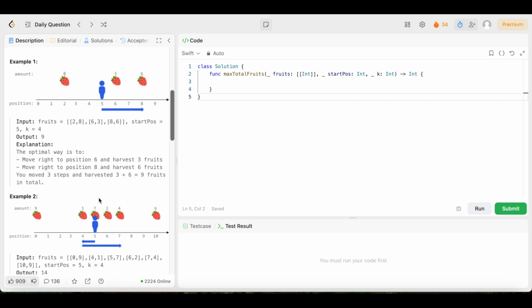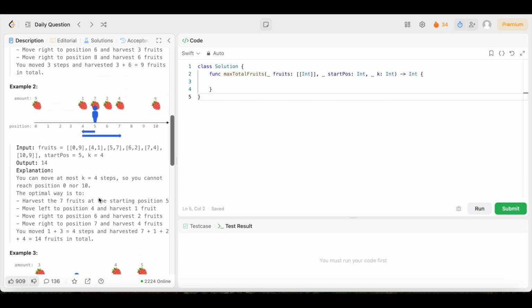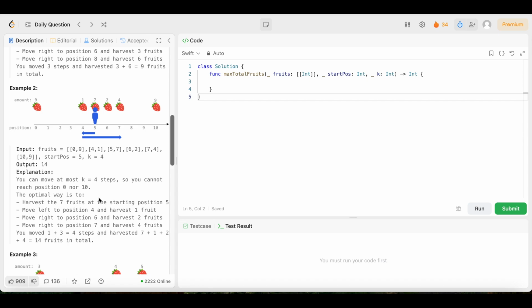Just in case that didn't make any sense or y'all are still confused, let's take a look at example 2. Example 2 is a little bit more tricky because we have to move to the left first and then to the right, but we were still able to harvest the maximum amount of fruits that we can. So let's go through it.